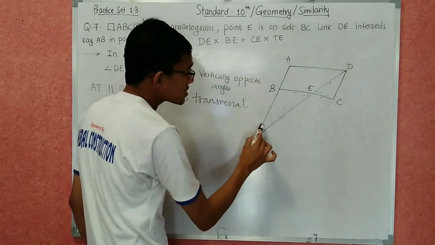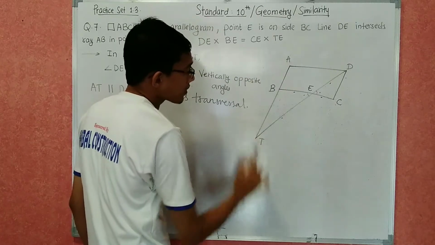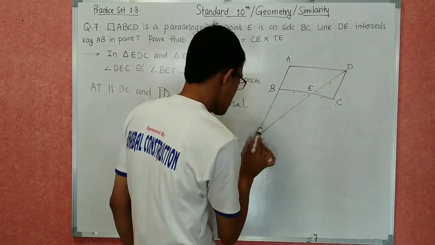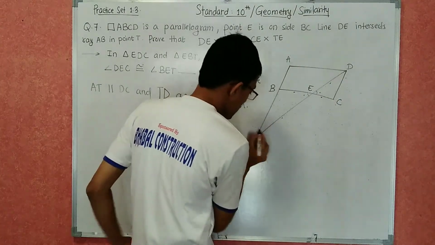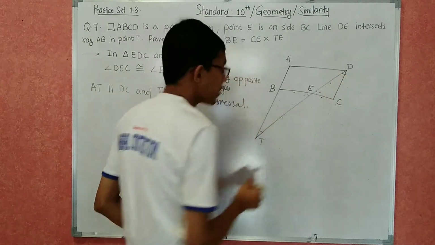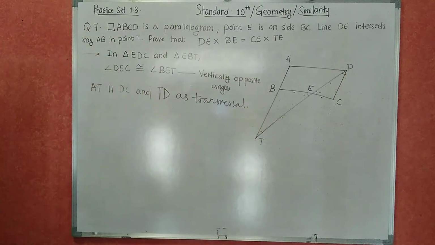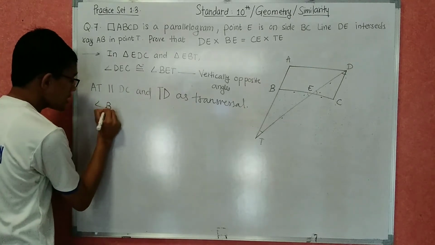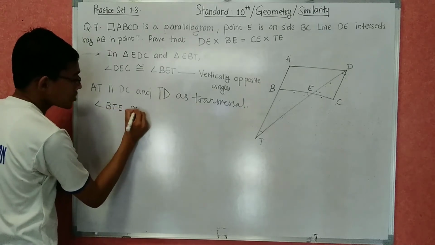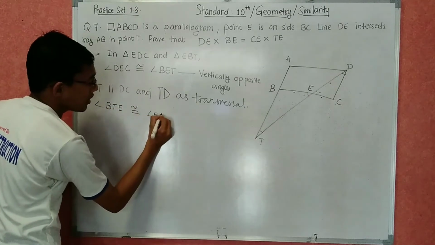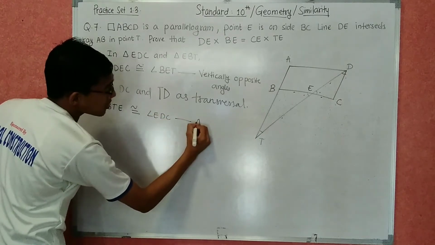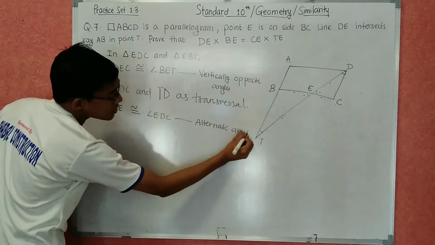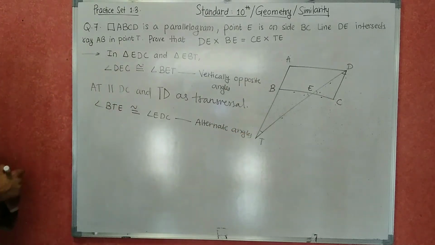So I can take this angle T is congruent to angle D, as this angle and this angle are alternate angles, so those are congruent to each other. So I will take angle BTE is congruent to angle EDC, and the reason is alternate angles. Both the angles are alternate to each other, so they are congruent to each other.